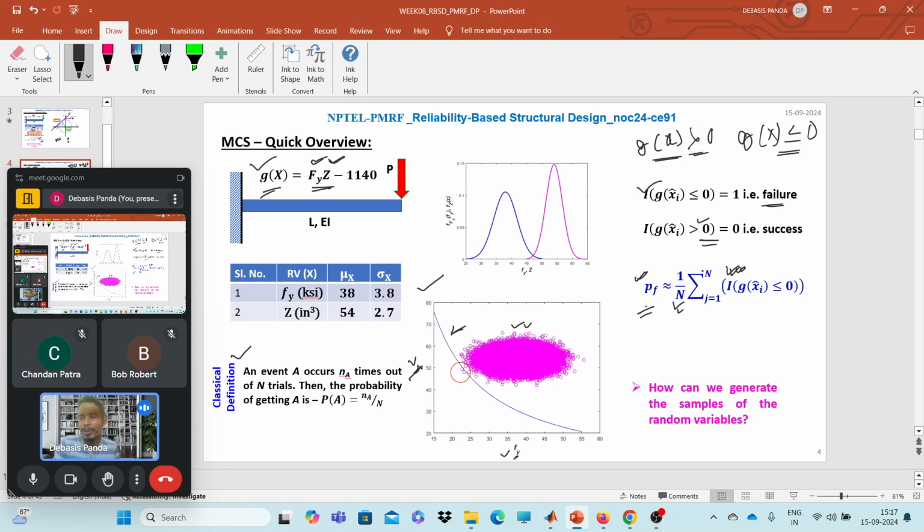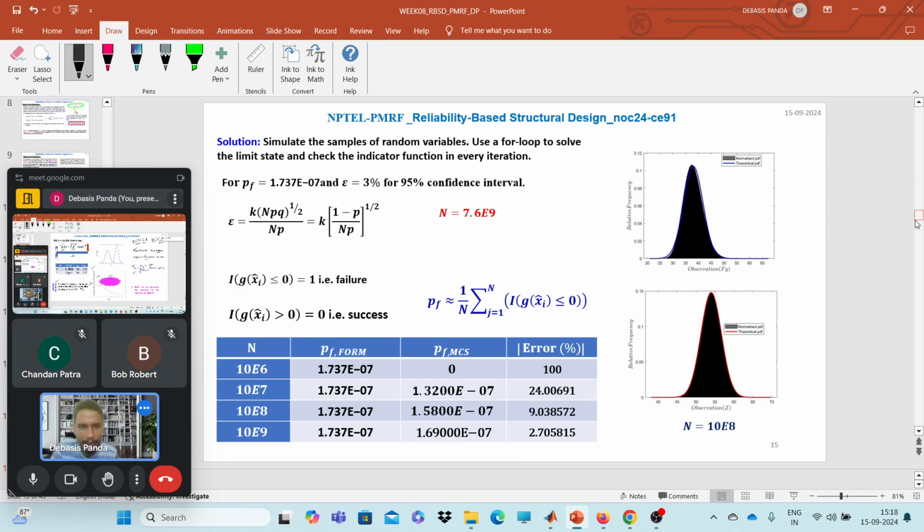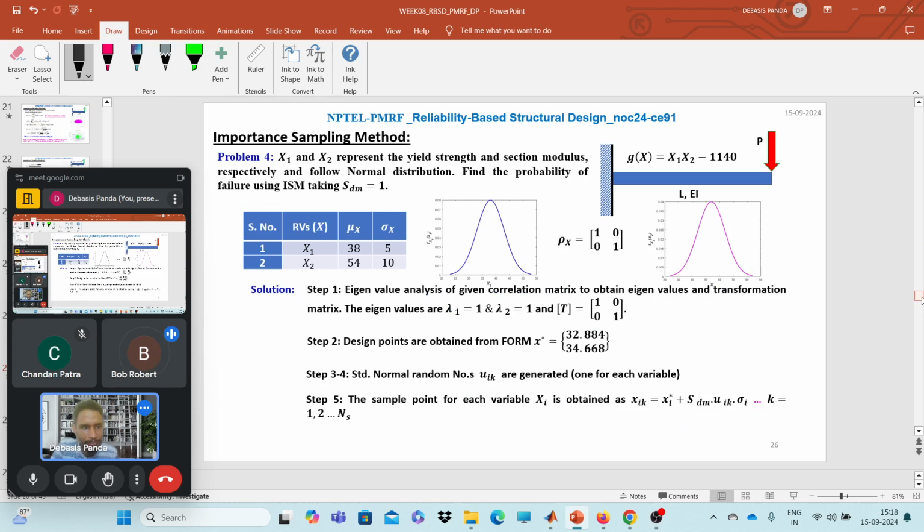So this is a very easy concept, simulation based reliability analysis. If I want to give you a proper visualization of the technique, let's quickly go through one simple problem so that you can get the idea.